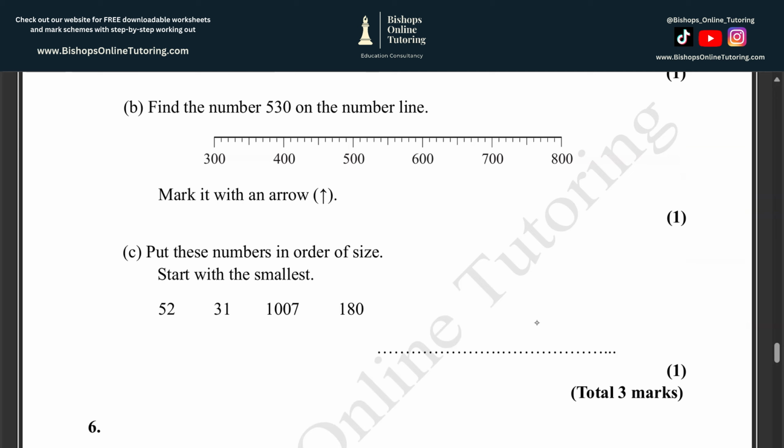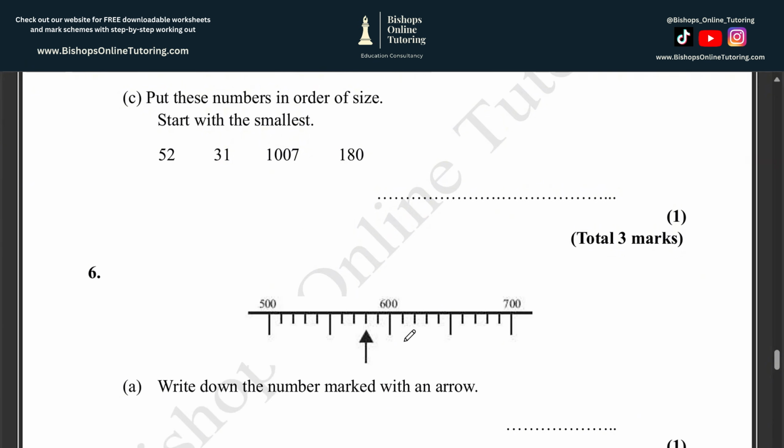Find the number 530 on the number line, mark it with an arrow. So we've got 500 over here, 600 over here. We've got the middle point over here, so that has to be 550. So let's count up from 500. So 510, 520, 530. So this point right here is going to be 530.